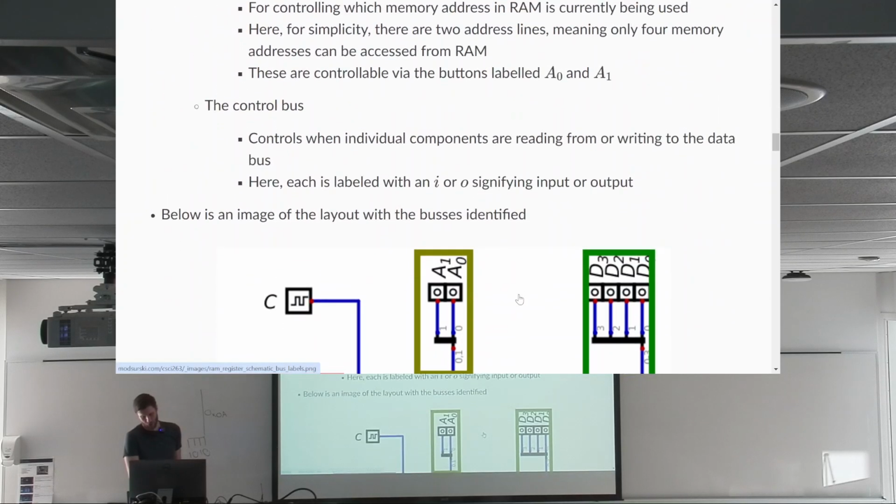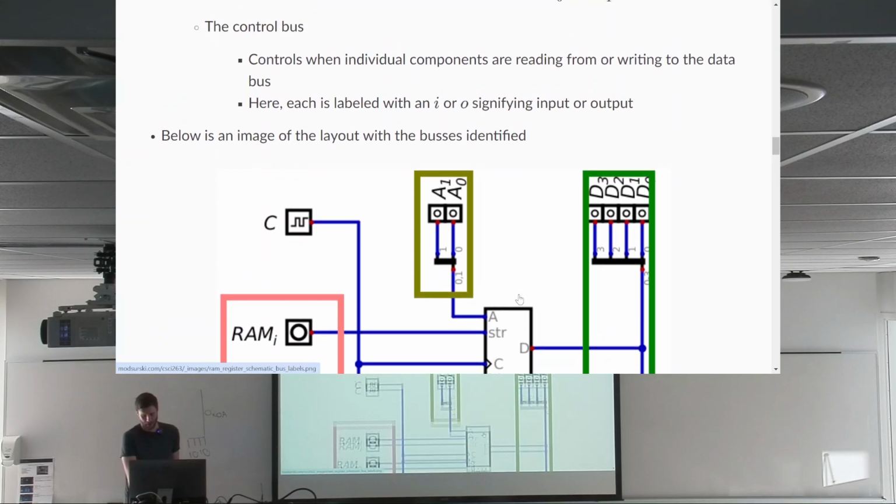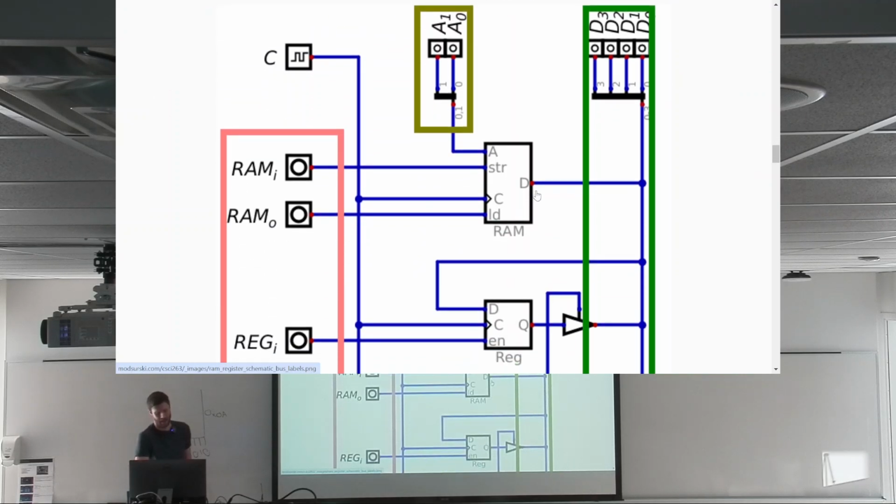And then the control bus controls when individual components are reading from or writing to the bus. Here, each label is I or O to specify input or output. The way I like to do it is input is into the component and output is out from the component. Some people may find it confusing because it's all relative. If I'm thinking of the bus, input and output are different. Am I inputting to the bus? Well, that would be outputting from RAM. So it's a relative designation, but by convention, the I and O I'm going to follow is from the perspective of the component. All right?